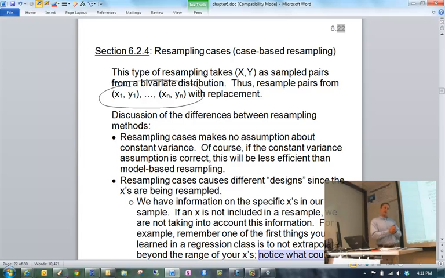One of the advantages of doing this is that it makes fewer assumptions. We're not necessarily making the model assumption that we made with model-based resampling, a big part of which is that you have constant variance. We had to do some work so that we were resampling something that has constant variance. So we're not making that assumption. Obviously, though, if you do have constant or approximately constant variance, then model-based resampling might be better to do.